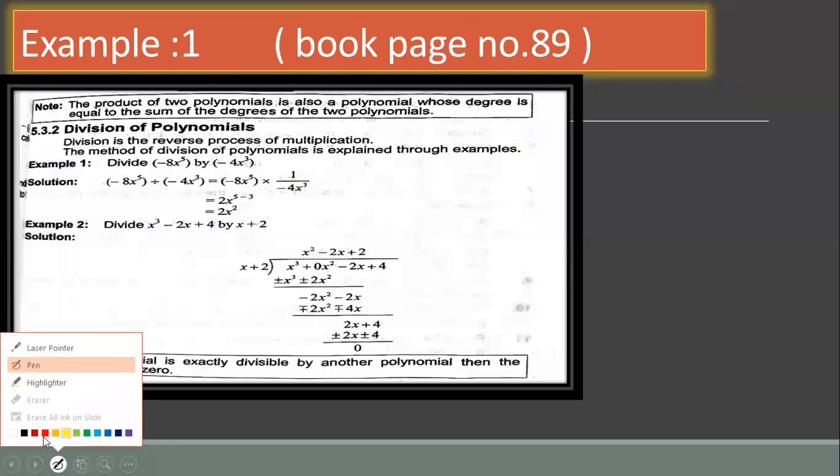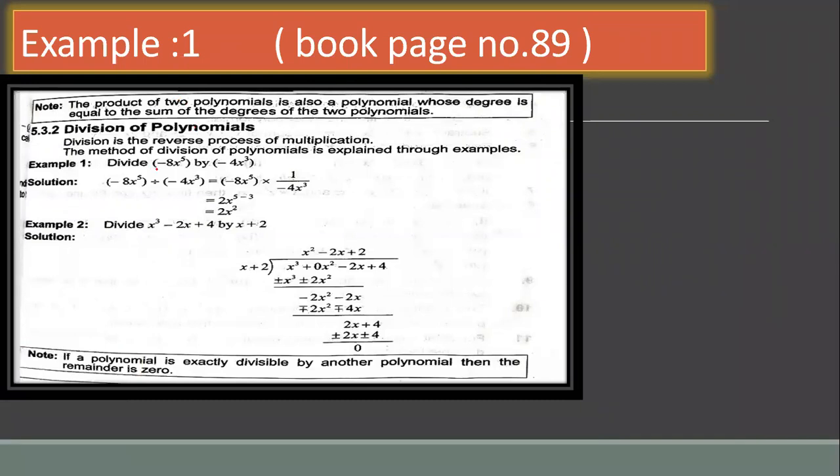Example number 1, asking you to divide minus 8x^5 by minus 4x^3. This 'by' means division. So what I am going to do is write minus 8x^5 as a numerator, sign of division, and minus 4x^3. Directly we can even write it in a fraction form because it is understood that we are going to write that in a fraction form.